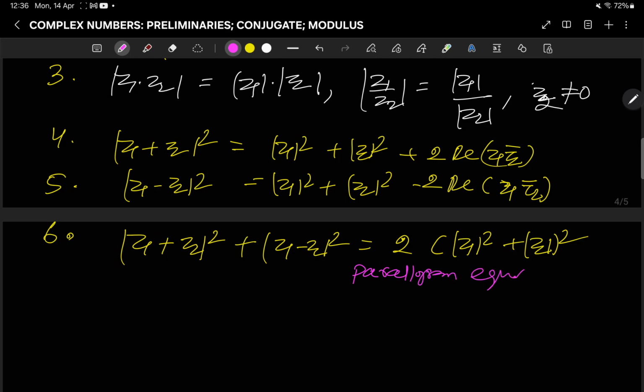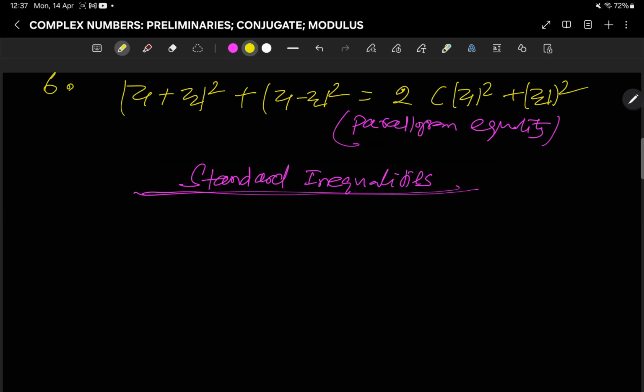Parallelogram equality. Now coming to some important inequalities. Coming to some standard inequalities, we have real z is less than or equal to modulus of z, and imaginary z is also less than or equal to modulus of z.